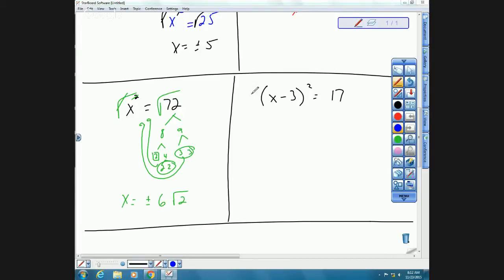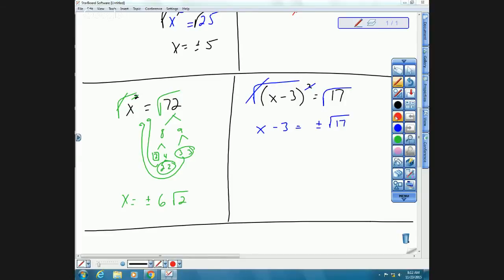All right, so here you've got something squared equals 17. So that's all being squared. Again, I can just take the square root right here. The square and the square root will cancel out, and I'll have x minus 3 equals plus or minus, since I took the square root, the square root of 17.